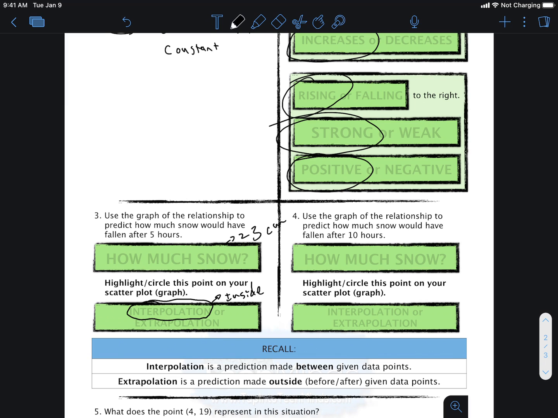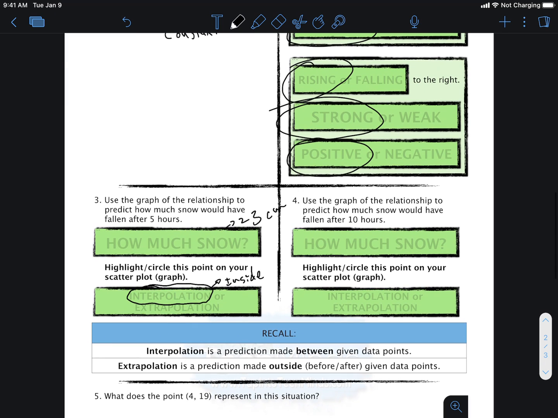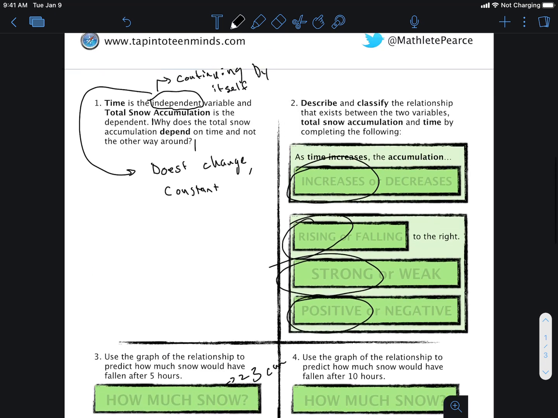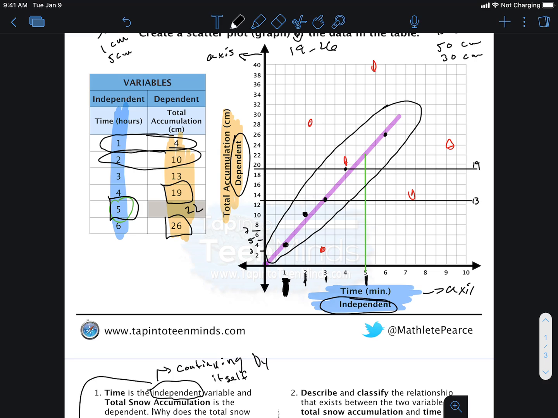Indeed it is. Okay? Use the graph of the relationship to predict how much snow would have fallen after 10 hours. Let's go back to our graph. Okay, this is number 4 now. Does anybody have any questions with interpolation? No. I hope not. It's okay though. Does anybody have any questions? No? We're okay? This is interpolation. If I could ask you about 3.5, you could answer that too, because that's inside of your data. Inside. Okay? Outside, extra. That's kind of how I would remember it.